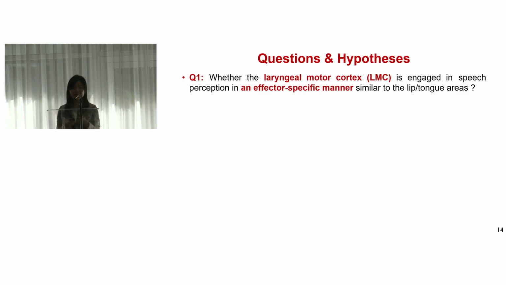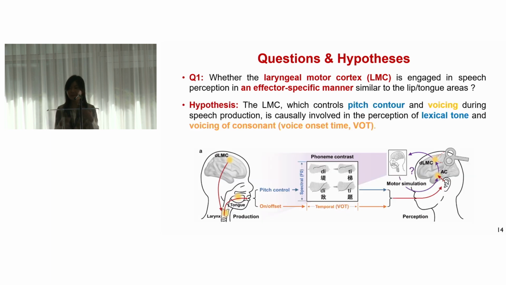My first question is whether the laryngeal motor cortex is engaged in speech perception in an effector-specific manner, like the lip and tongue areas. My hypothesis is that the LMC, the laryngeal motor cortex, controls pitch contour and also the voicing of the consonant. So when these areas are inhibited, it will impair the perception of lexical tone and also the voicing of the consonant.